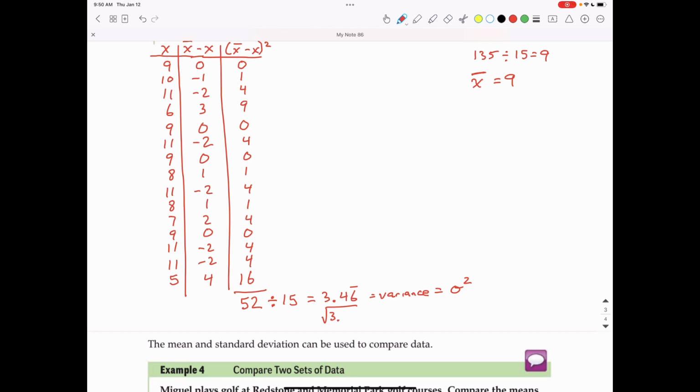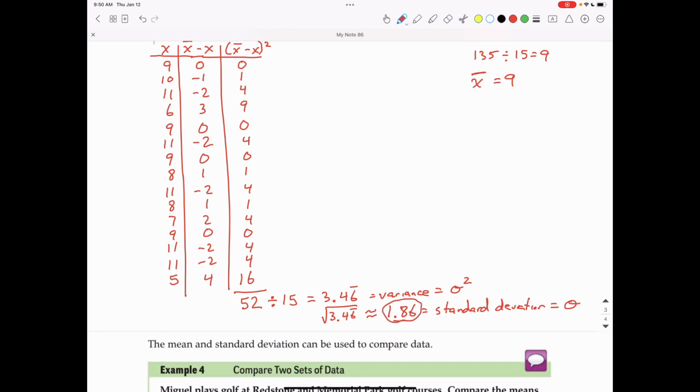So I'll take the square root of 3.46 repeating, and when I take the square root of that, if I round to the nearest hundredth, I get about 1.86. This is the standard deviation. This is the answer I'm looking for, which is abbreviated sigma, which is that cursive looking o. Right here is the standard deviation.